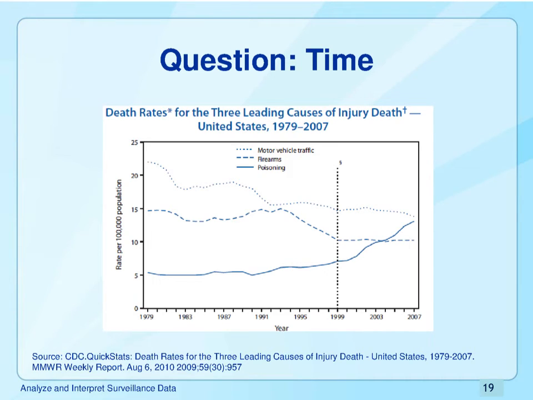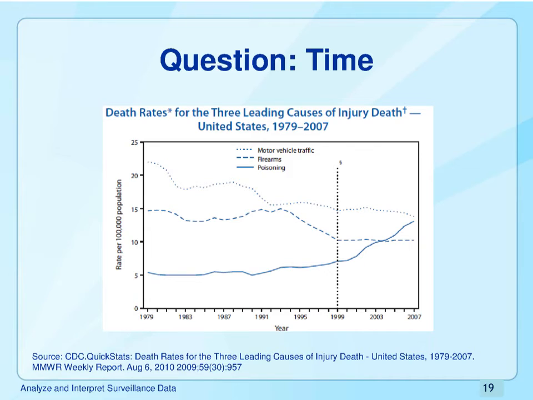Here we see a graphic representation of time. Now this graph shows the rates for the 3 leading causes of injury-related deaths for persons over the age of 18 in the United States between the period of 1979 and 2007. So what conclusions can you draw about the death rates due to motor vehicle traffic, firearms, and poisoning in this period? So once again, why don't you go ahead and just take a second and pause the recording and just see what conclusions you can draw here.